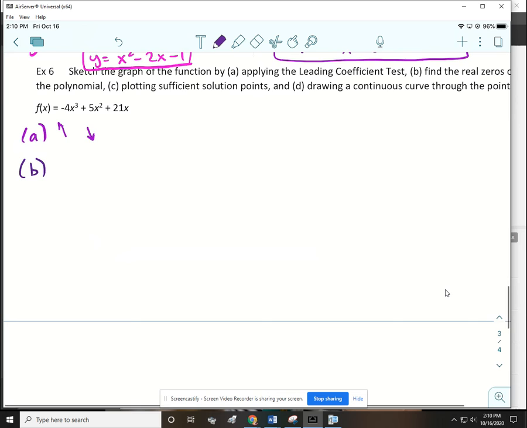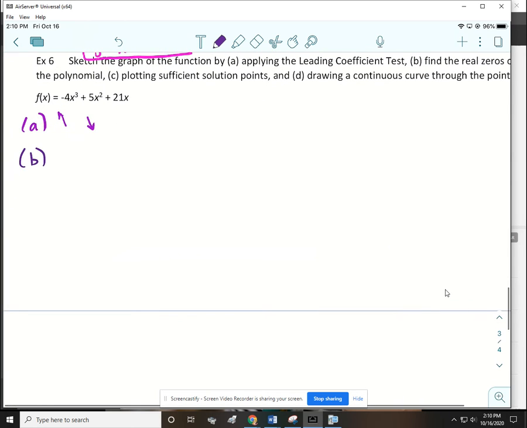All right, B says to find the real zeros. So I'm going to take the function, set it equal to 0, and solve it for x. So to start off, I'm going to factor out a negative x, because I'm at least going to try to factor this, and I want my leading coefficient to be positive.